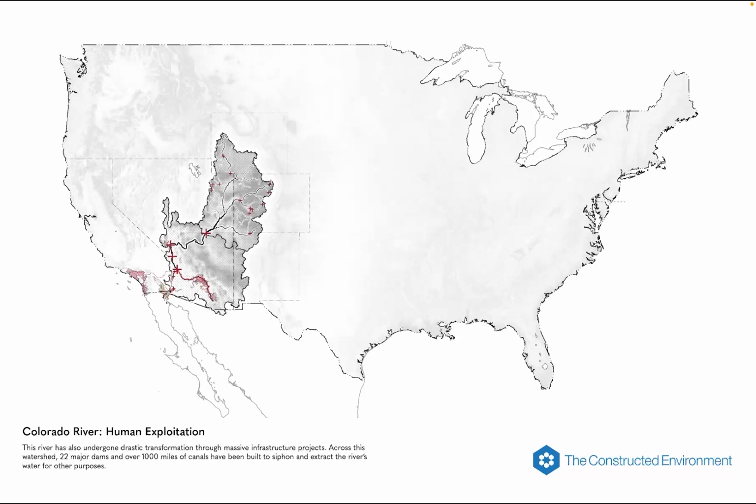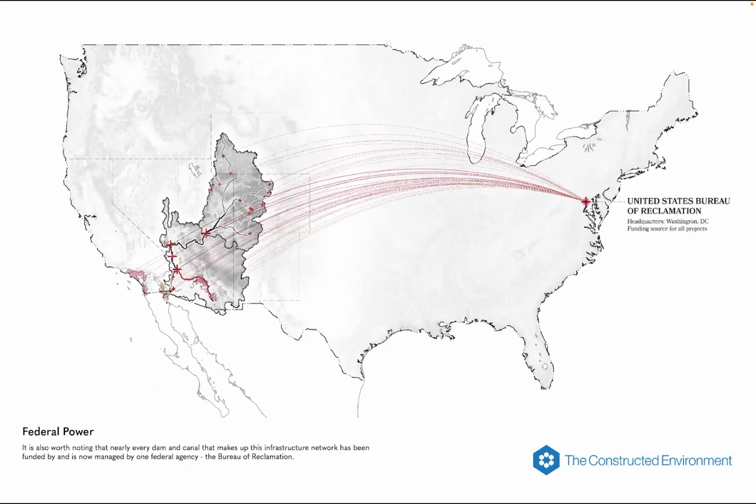This river has also undergone drastic transformation through massive infrastructural projects. Across this watershed, 22 major dams and over 1,000 miles of canals have been built to siphon and extract the river's water for other purposes. It is also worth noting that nearly every dam and canal that make up this infrastructure network has been funded by and is now managed by one federal agency, the Bureau of Reclamation.